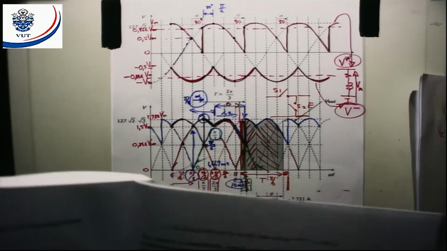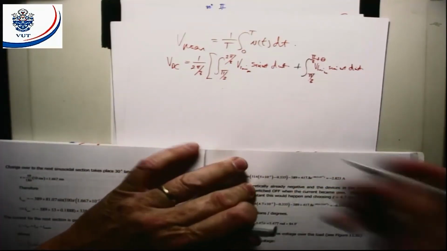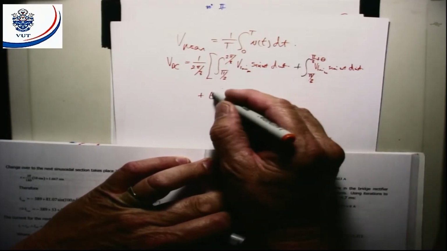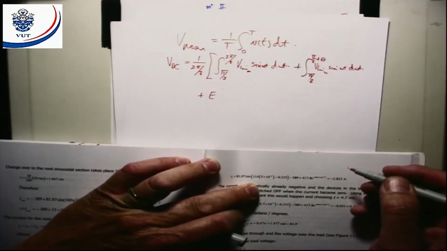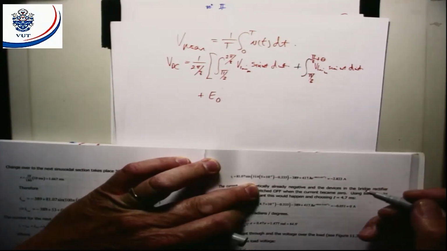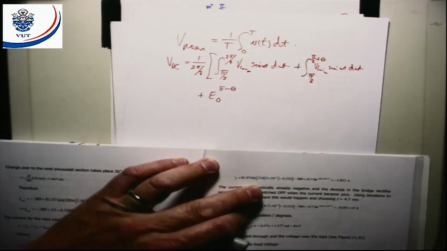And then the last one is, I said, plus E, and the limits are 0 and pi minus theta.